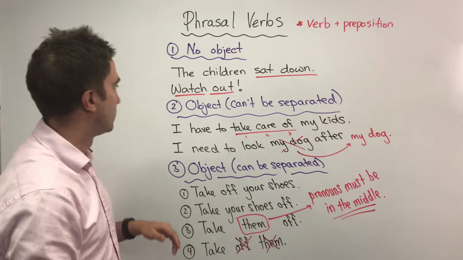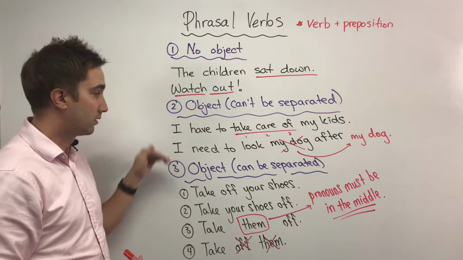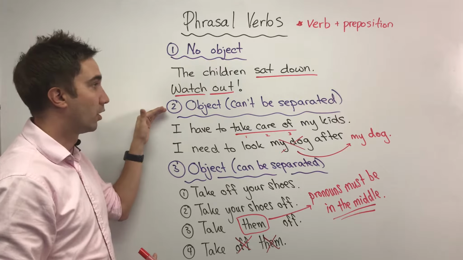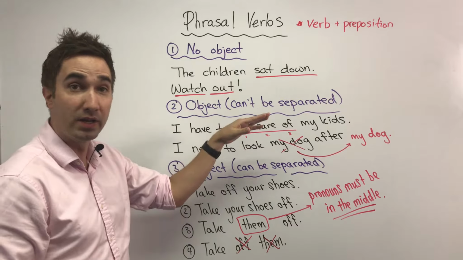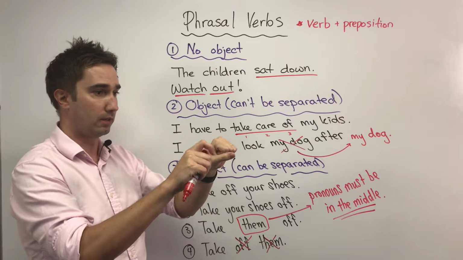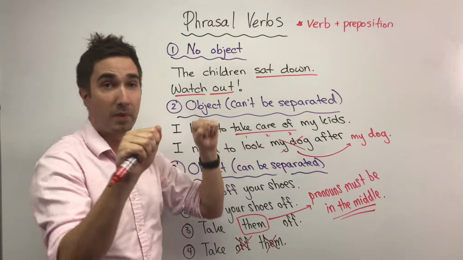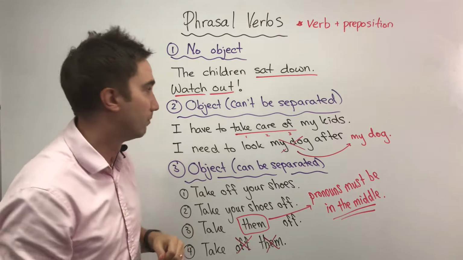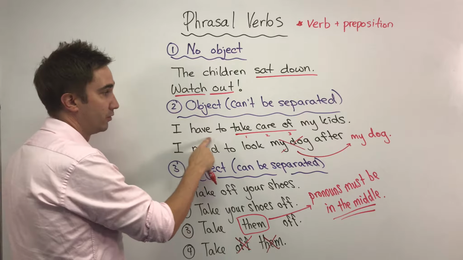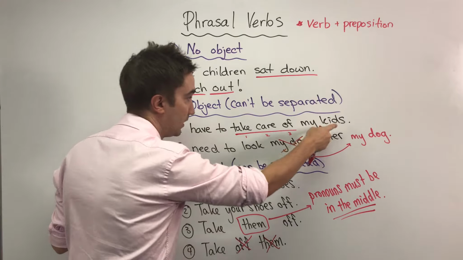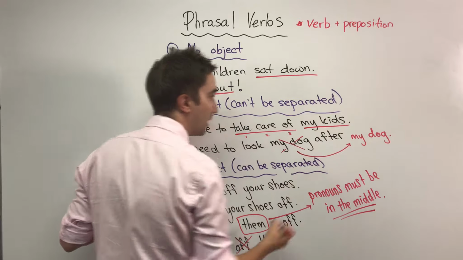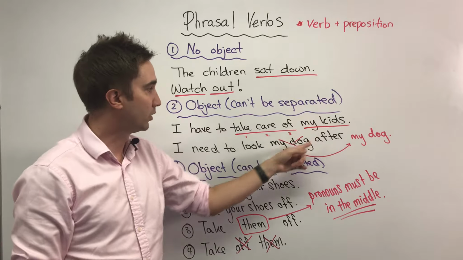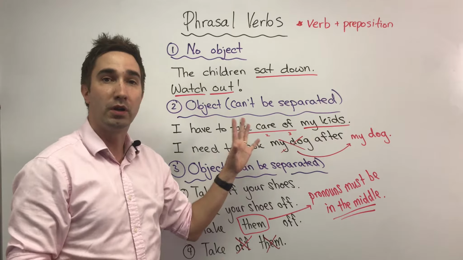All right, so moving on to object. So there's actually two rules with an object. One, the object can't be separated. That means the phrasal verb, the verb and the preposition, must stay together. We can't move them apart. So for example, I have to take care of my kids. So the object is here, my kids. I have to take care of them. I can't put this object anywhere else.